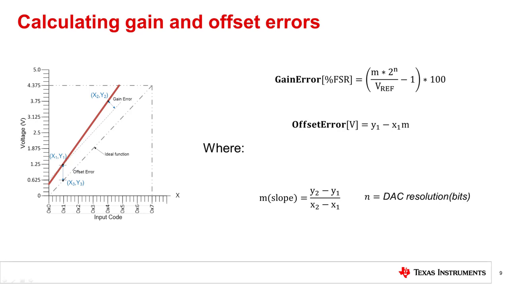Calibration is done in the linear region of the DAC, because this is where the offset and gain errors are actually measured. DAC gain error and offset error are calculated as follows. As each DAC datasheet specifies the actual codes at which each measurement is taken, this makes it very easy to calculate the actual gain and offset errors based on the noted equations, where slope m is the slope of the actual output function, and n equals the resolution of the specific DAC. Again, gain error is measured in percent full-scale range, or FSR, while offset error is measured in volt units.